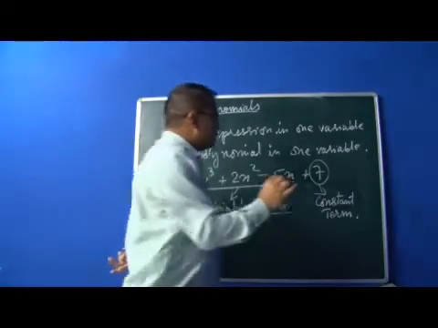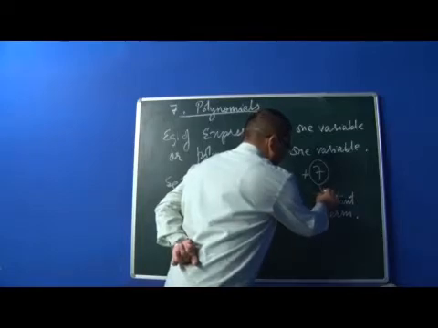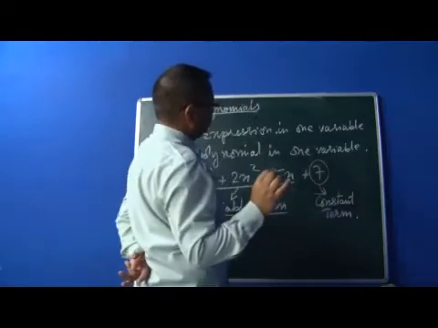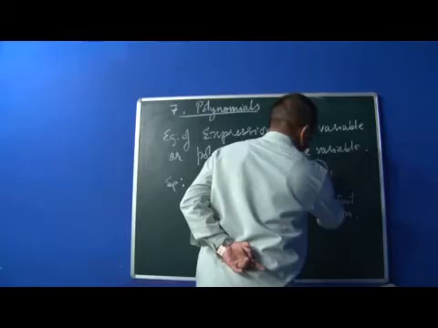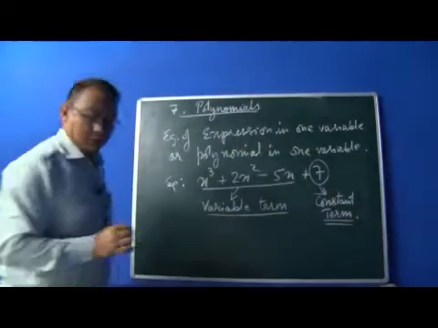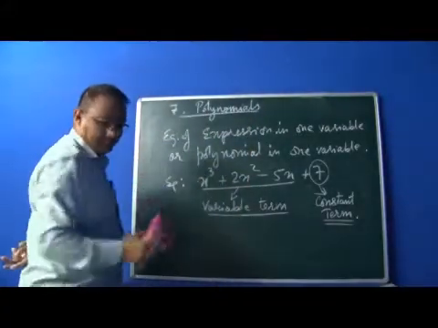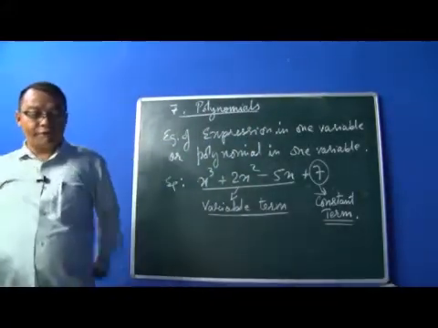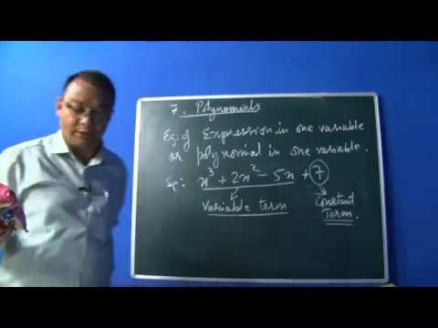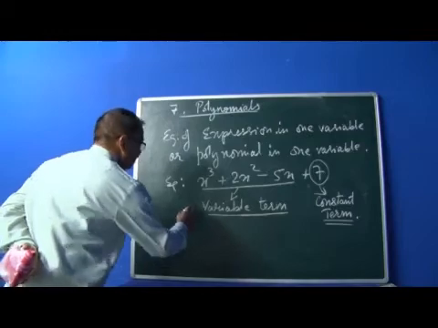And in a term where there is no variable, only a number, we say it is a constant term. Next, terms of a polynomial and the coefficient of a polynomial.